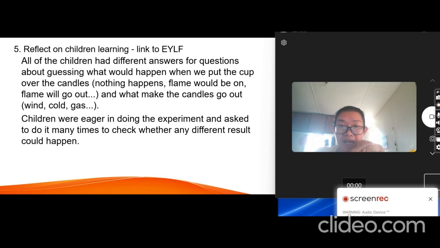And children were engaged in doing the experiment. They asked us to do it many times. They asked me to burn the candle and do it again, and they really started to see when the flame goes out when they cover the cup, and even compared with the friend who sits nearby, saying, oh, my flame goes off faster than yours. They interacted very actively during the experiment.